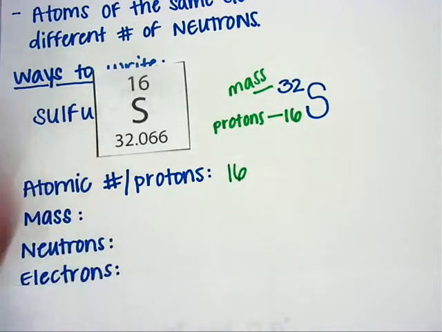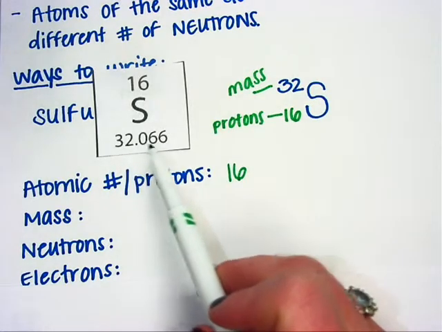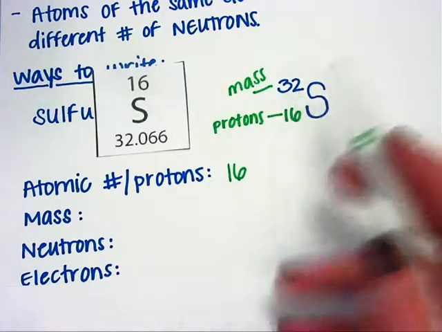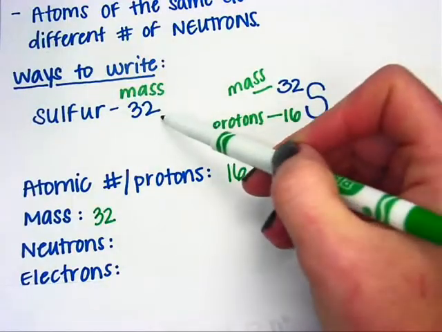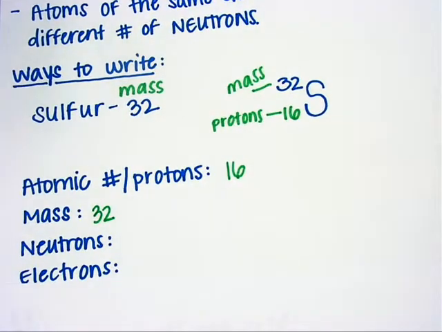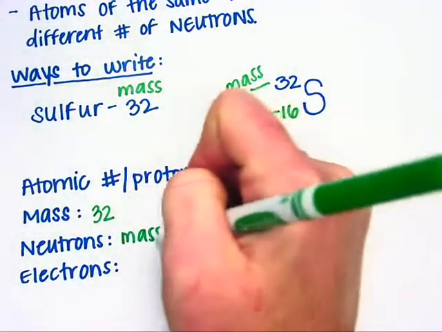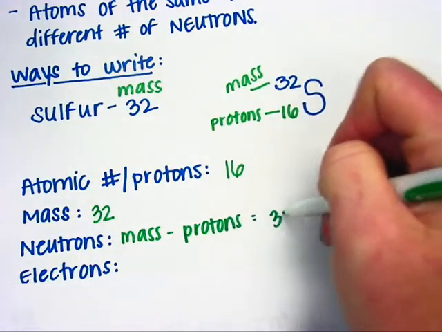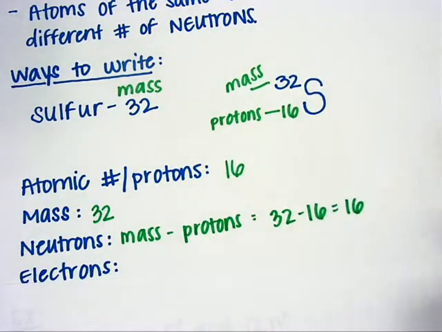Then you have the mass. That is not the mass from the periodic table, so we're not going to use this number right here because we're talking about the mass of the isotope. So what we want is the mass that's up here. So the mass is 32, and if it was in this form, we would use the 32 like it is right there. Then the number of neutrons. To get the number of neutrons, you take the mass and you subtract the number of protons. So mass minus protons, which means that I'll do 32 minus 16, which will give me 16 neutrons.